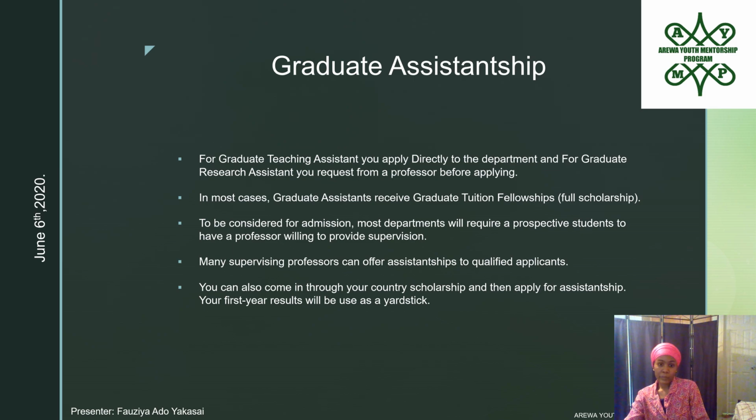And then we have when a supervising professor can offer assistantship to a qualified applicant. This is where the graduate research assistants come in. You can also come in through your country scholarship and then apply for assistantship. Your first year results will be used as a yardstick. For example, in the beginning, I came in through the Petroleum Technology Development Fund (PTDF), and then after my first year, I also got assistantship from my department. So you can try to get a scholarship, or sponsor yourself if you can, and then try to impress the professors, or try to meet all the requirements and then apply. You should be able to get it maybe after a semester or after a year.